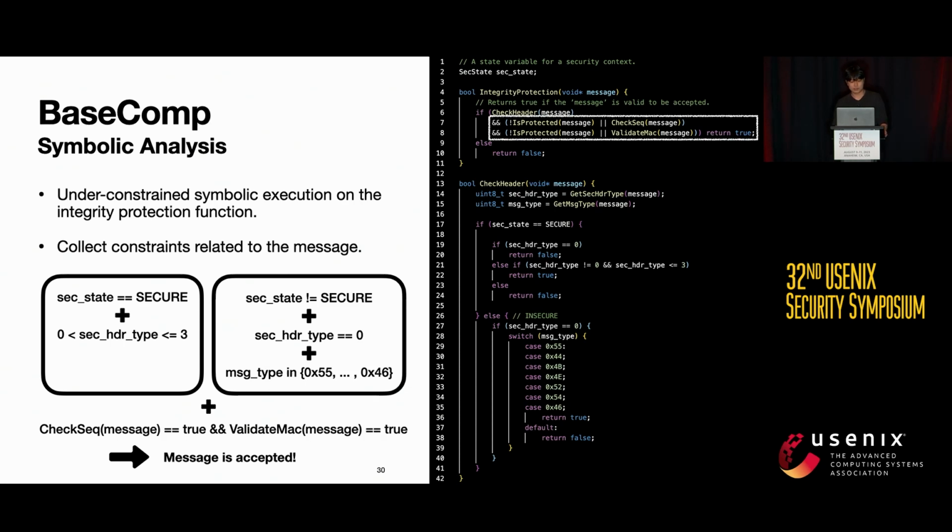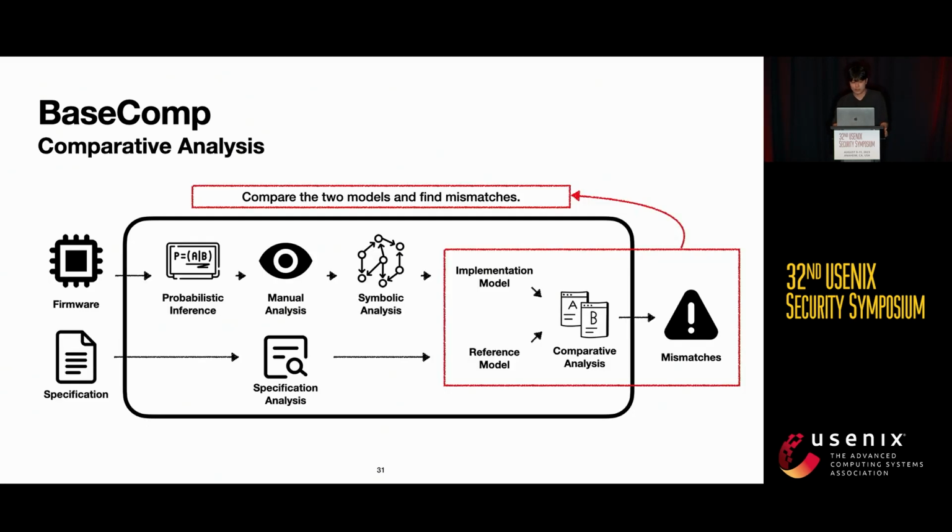Now BASECOMP collects these kinds of constraints and creates an implementation model. Finally, the last step is comparing the created implementation model with the reference model created from the specification to get mismatches.